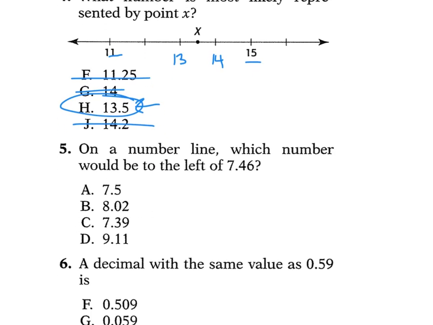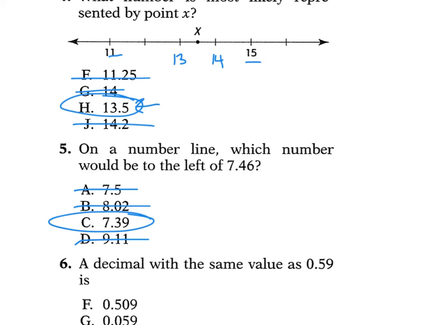Number 5, on a number line, which number would be to the left of 7.46? To the left means that it is smaller. So A is bigger, B is bigger, C is smaller, and D is bigger, so we can cancel this one out too.